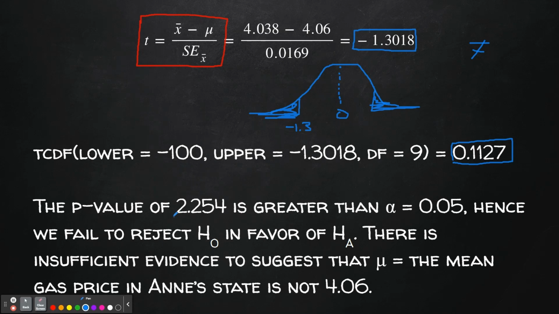I am going to point out here that we have a numerical comparison between the p-value and the alpha. We have a decision. We fail to reject the null in favor of the alternative. Don't forget that, in favor of the alternative. And then we're going to give a second sentence, which is the context of that decision in terms of the null hypothesis. So there's insufficient evidence that it's not $4.06.